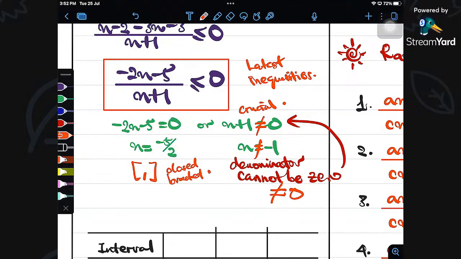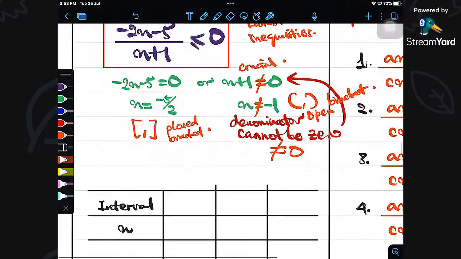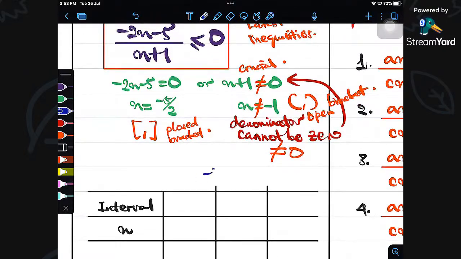Manakala untuk yang tak ada equal ni, there is not equal to 0. Therefore, it's a open bracket. So make sure you be very extra careful. Dua nombor ini tidak semestinya dua-dua sama bracket dia. Okay, so what I'm saying here is you put the number -5/2 paling kecil.